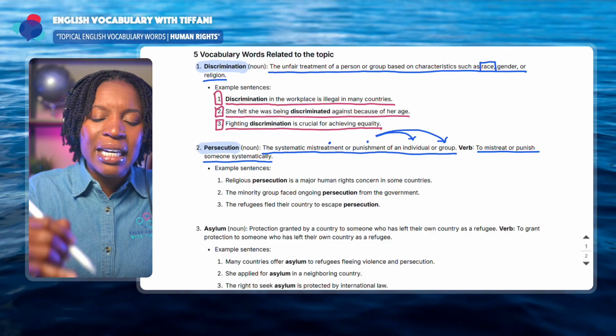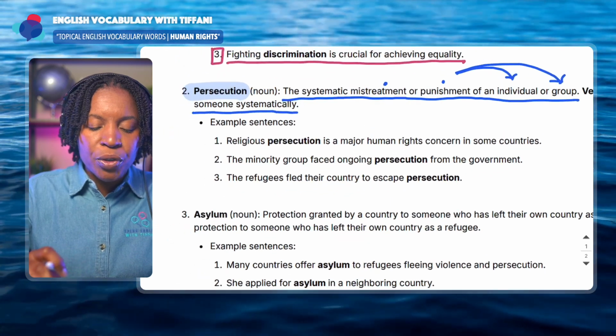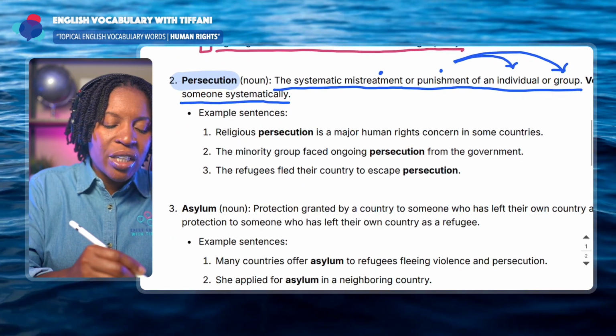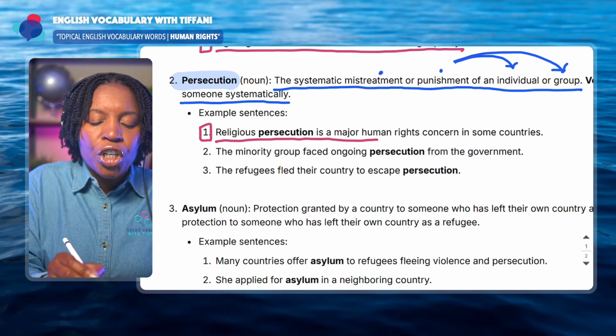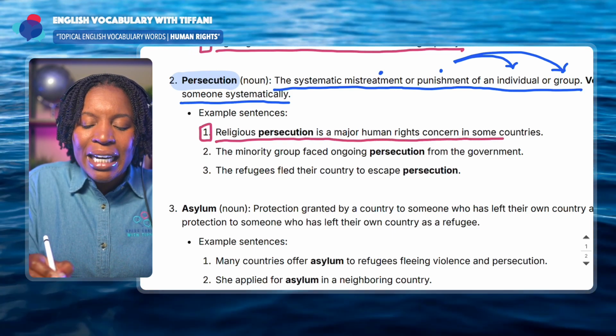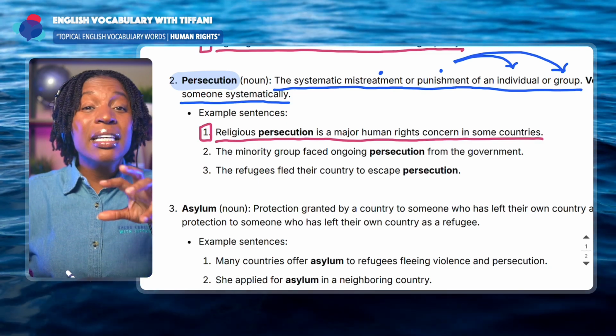This is called persecution. Think about the history of our world, the religious wars, right, that happened many years ago. One group was persecuting another group because of their beliefs. This is called persecution. So let's check out these example sentences using this term persecution. Here we go. The very first example sentence is, religious persecution is a major human rights concern in some countries. Maybe this is an issue in your country right now, right?